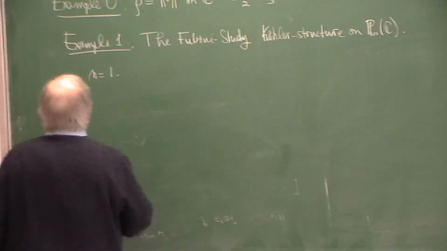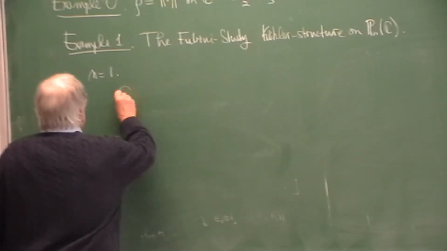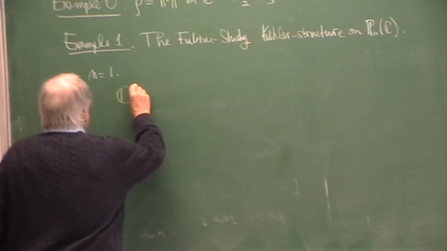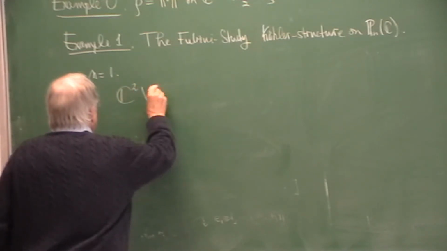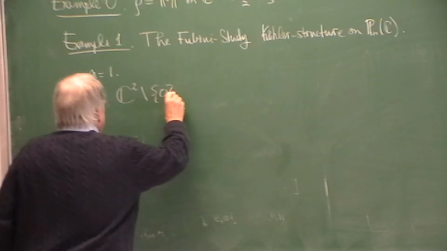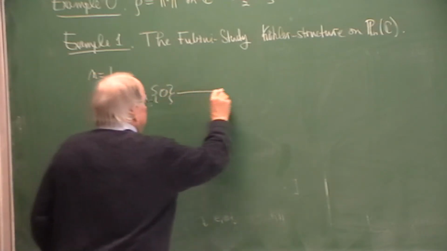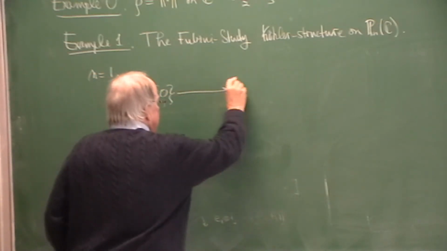Okay, what is this? So, what is the definition? You have C^2 minus 0, fibered over P^1(C).